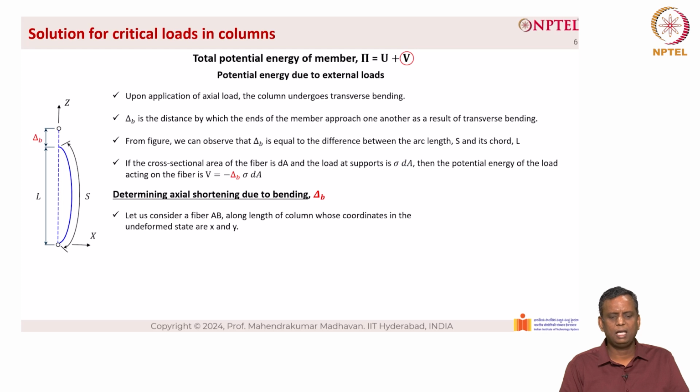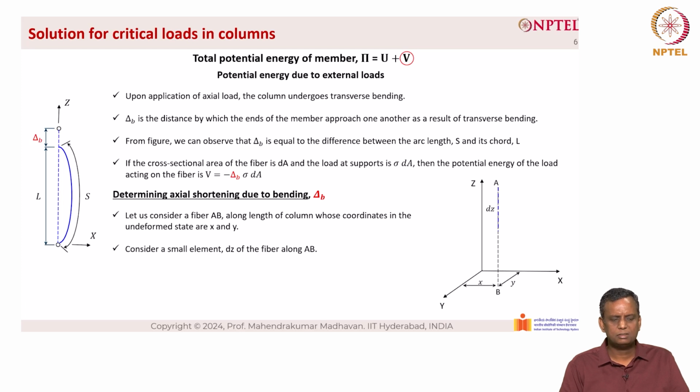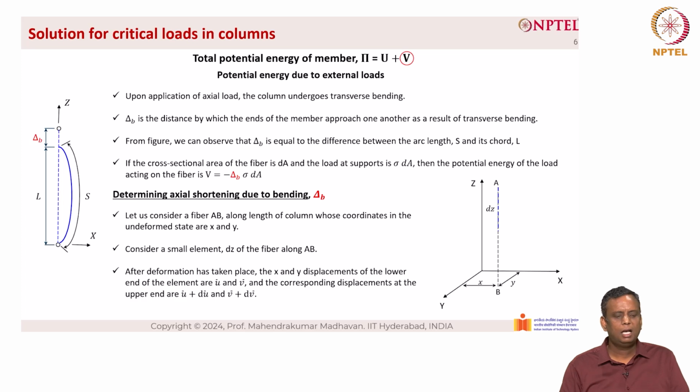So, to determine the axial shortening due to bending, delta sub B, let us consider a fiber AB along the length of the column whose coordinates in the undeformed state are x and y, as you can see in the picture on the right hand side. So, consider a small element dz of the fiber along AB. After deformation has taken place, the x and y displacements of the lower end of the element are u bar and v bar, and the corresponding displacements at the upper end are u bar plus du bar and v bar plus dv bar. This is pictorially shown here on the right hand side of the screen.